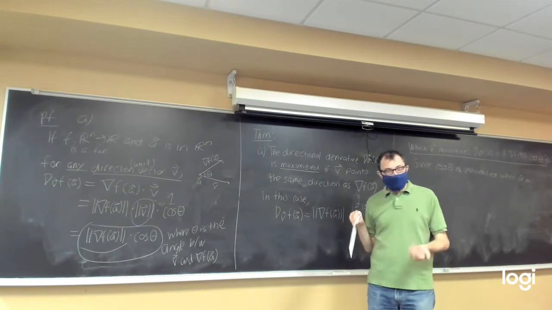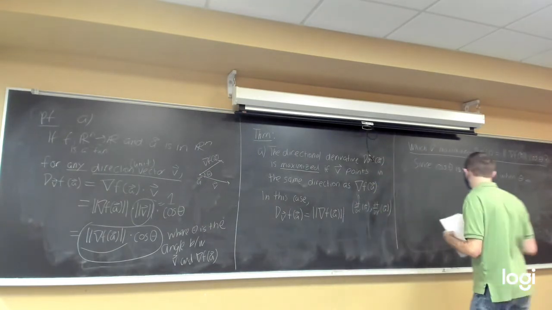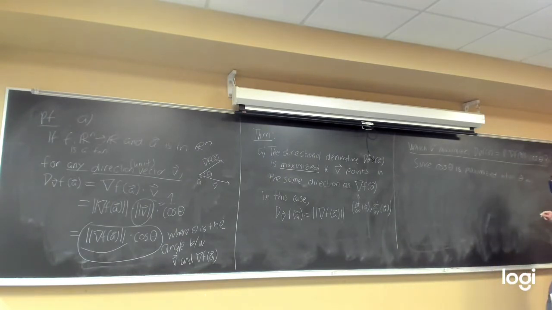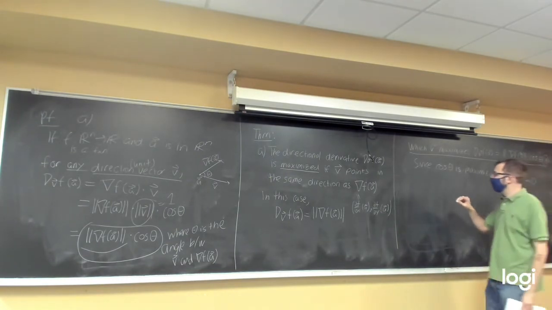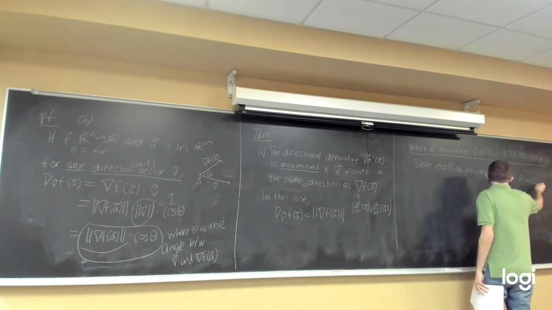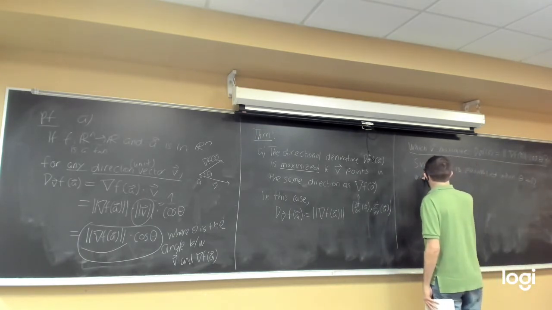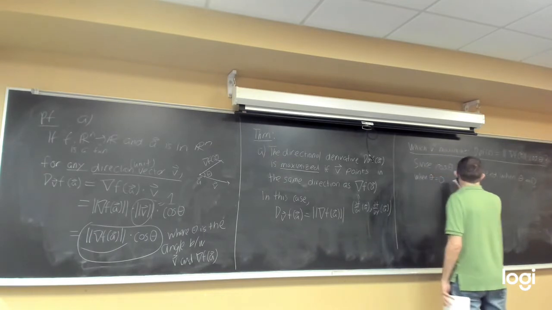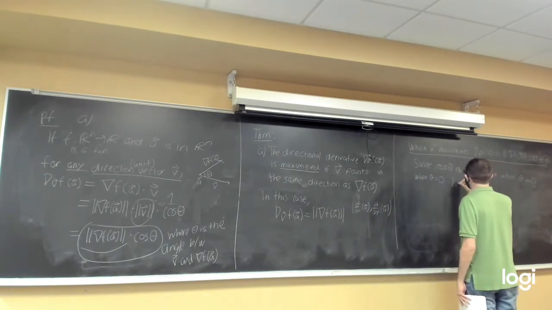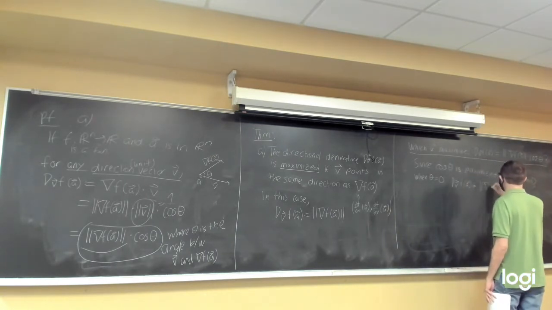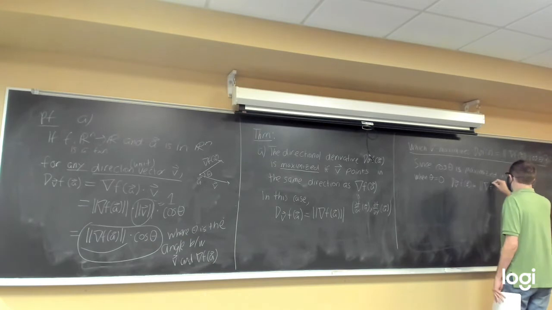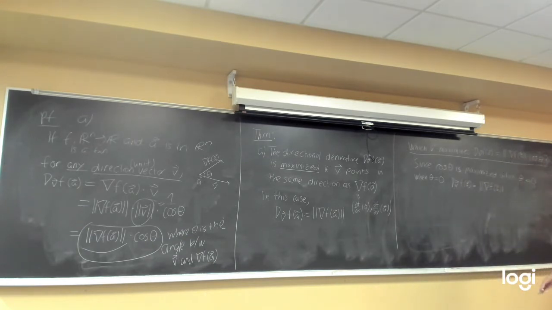Good memory, Madeline, that's right. It's at theta equals 0. So we could say cosine of theta is maximized when theta equals 0. That's going to tell us that when theta equals 0, our directional derivative, D_v f of a, which is equal to this constant vector, or technically the magnitude of a constant vector, the gradient of f at a, times cosine of theta, is maximized.